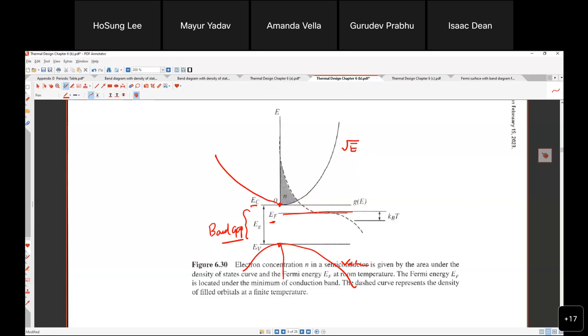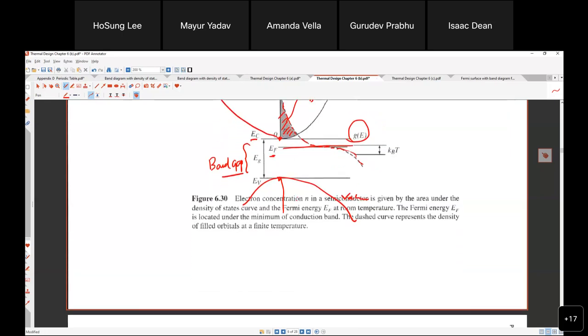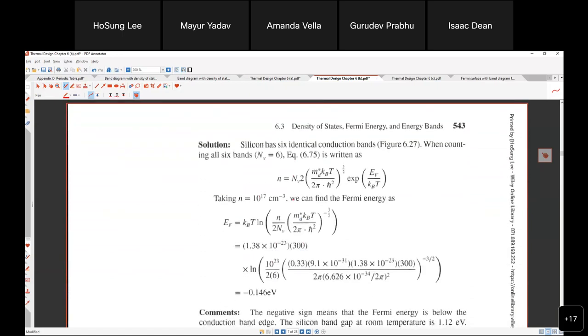So again, the distribution applies, and there are only so few electrons. There's a large density of states, but the occupied number is small. This is N. The density of states is large, but N is small because of the distribution, it turns out. Okay, that's what happened. Now, example.